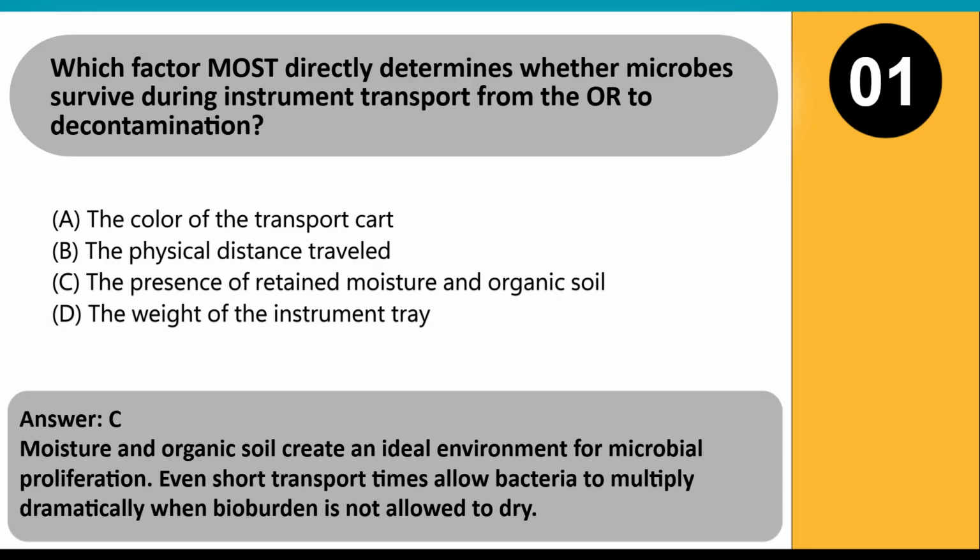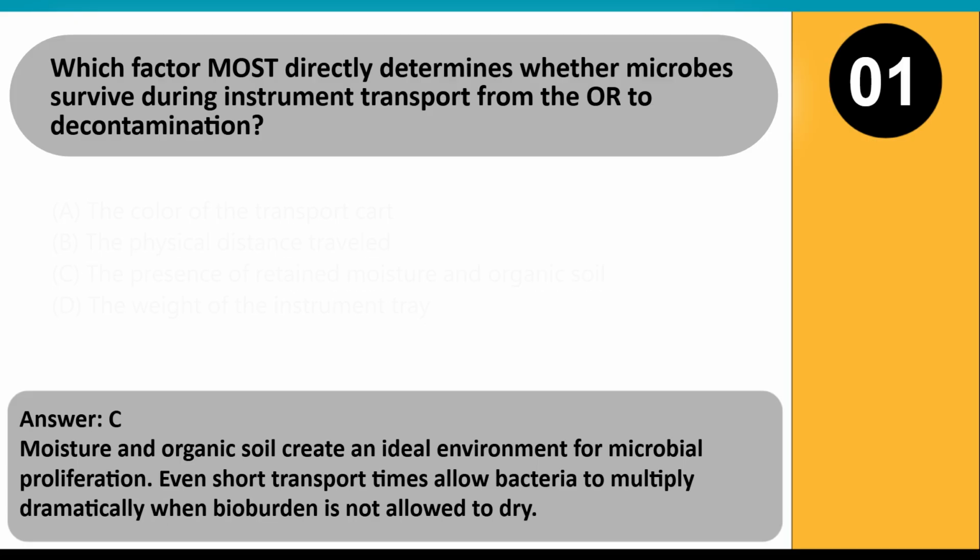Answer: C. Moisture and organic soil create an ideal environment for microbial proliferation. Even short transport times allow bacteria to multiply dramatically when bioburden is not allowed to dry.